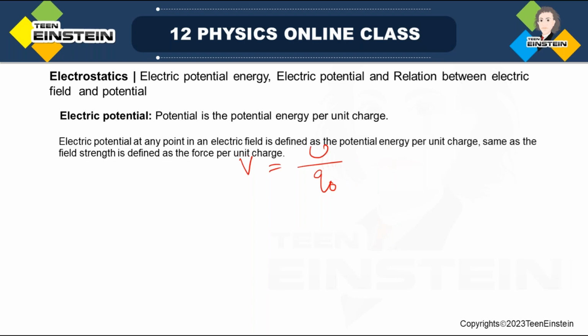Electric potential at any point in an electric field is defined as the potential energy per unit charge at that particular position, just like the definition of field strength. So that is electric potential.